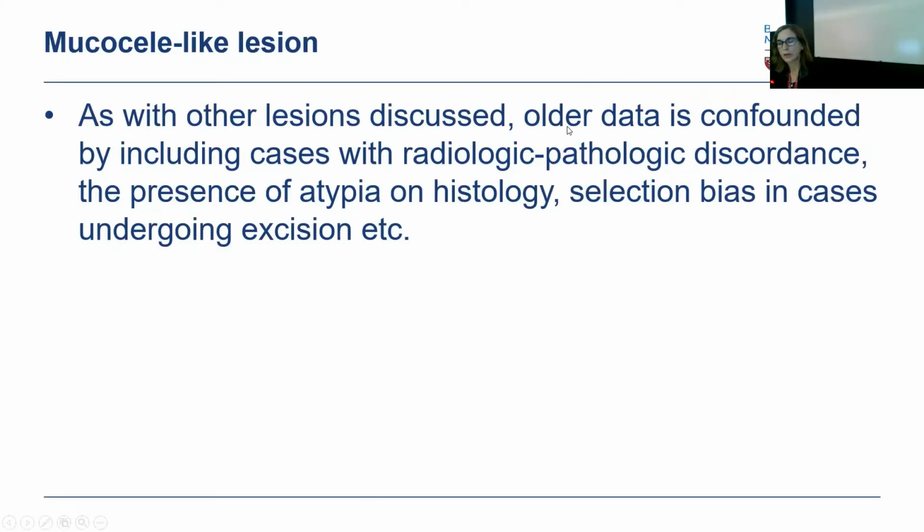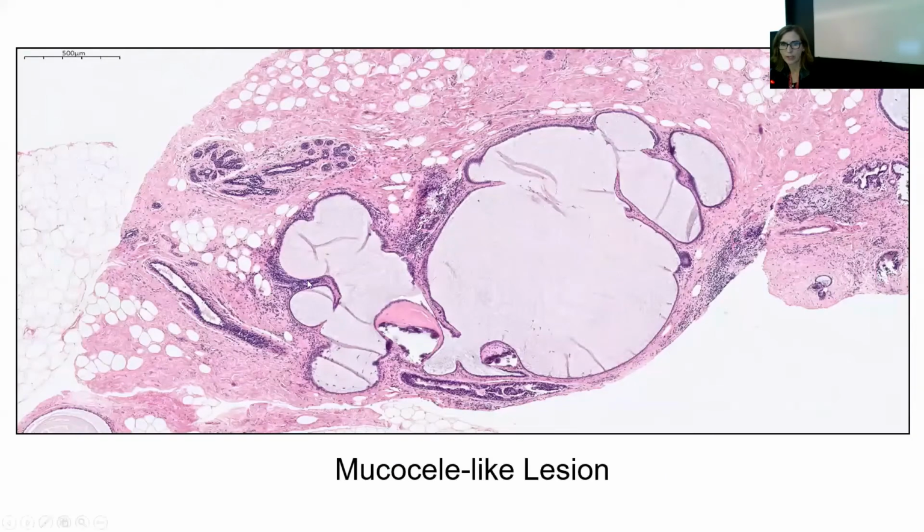And as with radial scars, lobular neoplasia, and as I was mentioning with FEA earlier, older data is confounded by cases that were discordant, where maybe there was an irregular spiculated mass in a patient with LCIS. With that kind of finding, it's no wonder there's discordance and upgrade rates in those cases, as there's a radiologic lesion of concern. So there's bias in the older literature and in the cases undergoing excision, and that's why historically we saw higher upgrade rates.